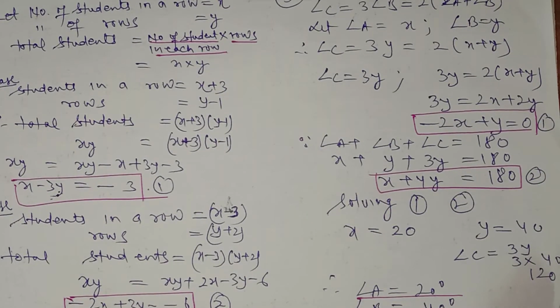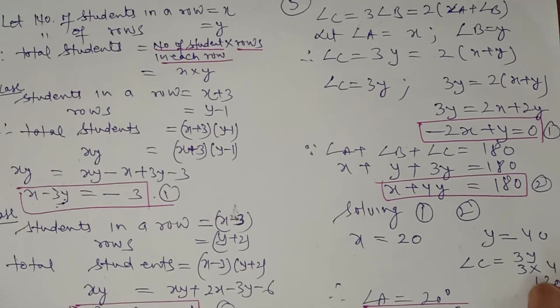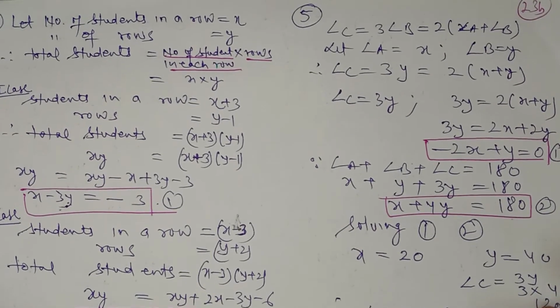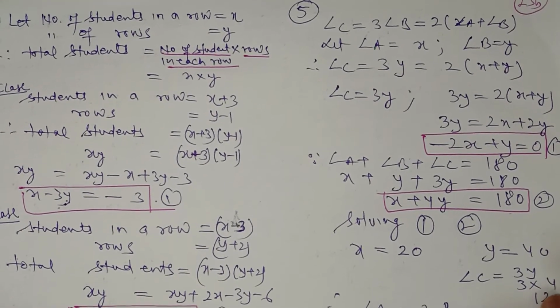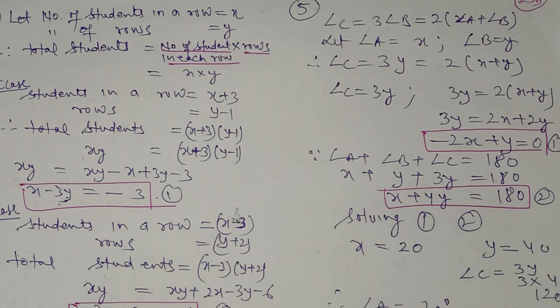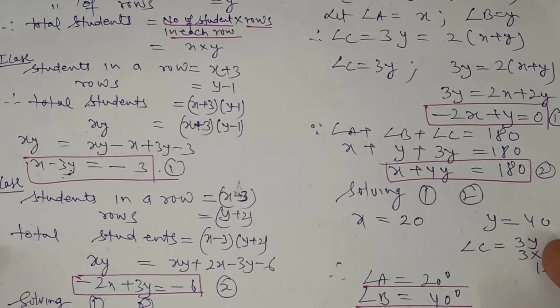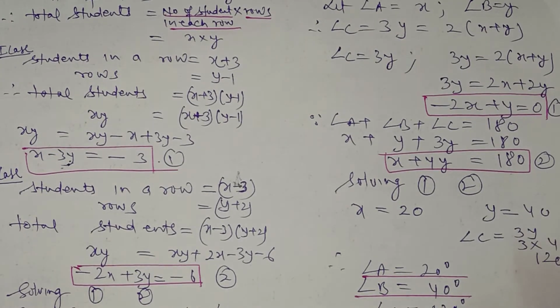Now in question number 4, it is given that some students are there in a class, and if 3 students are increased in a row, then there will be 1 row less. In the first case, it is given. In the second case, it is given that if 3 students are less in a row, then there will be 2 rows more. Then you have to find how many students are there in the class.